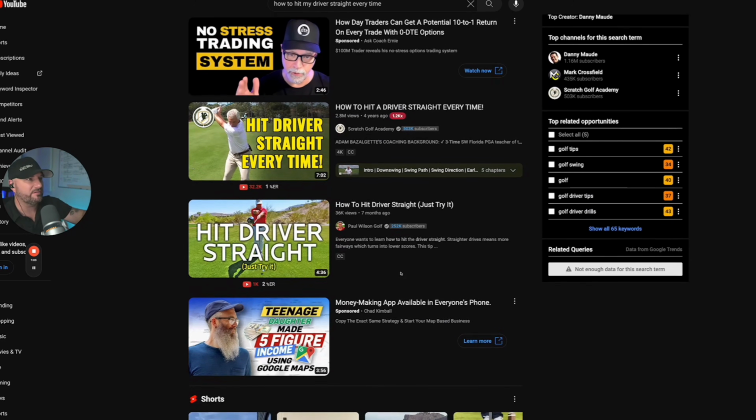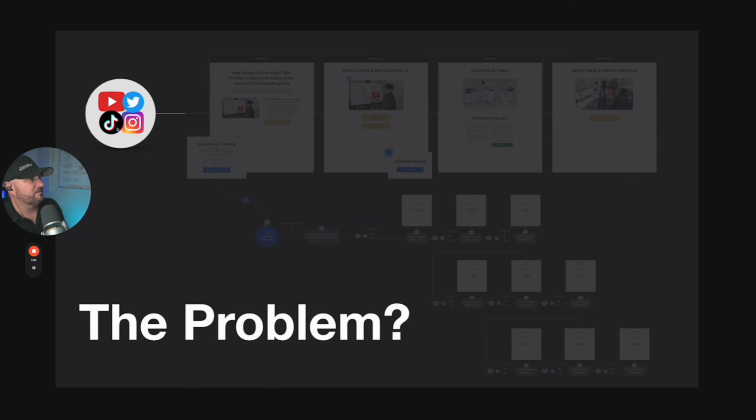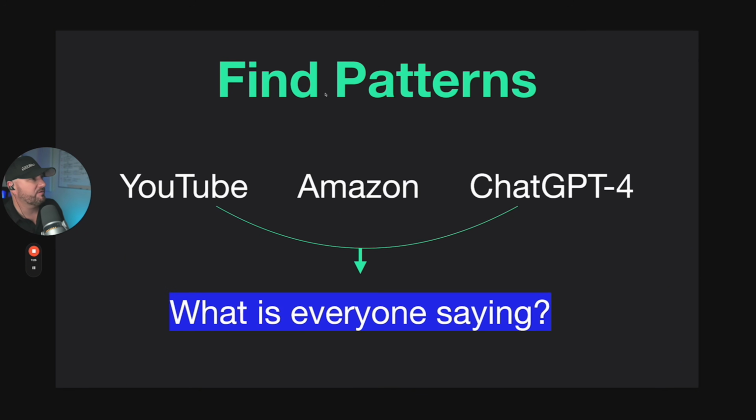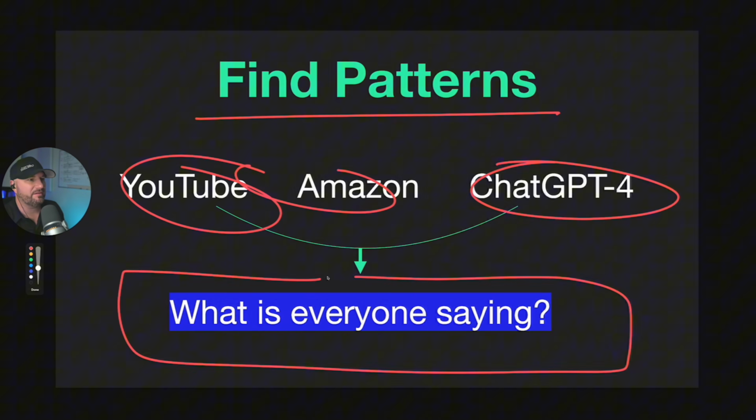So I want to make sure that these are on the page. How to hit a driver straight every time. This has 2.8 million views. What we're doing here is going out to the social media world to try to find patterns. If we can find these patterns of what people are saying, we can go to YouTube, we can go to Amazon reviews, we can go to ChatGPT-4 and ask it what everybody is saying in this category that you're in.